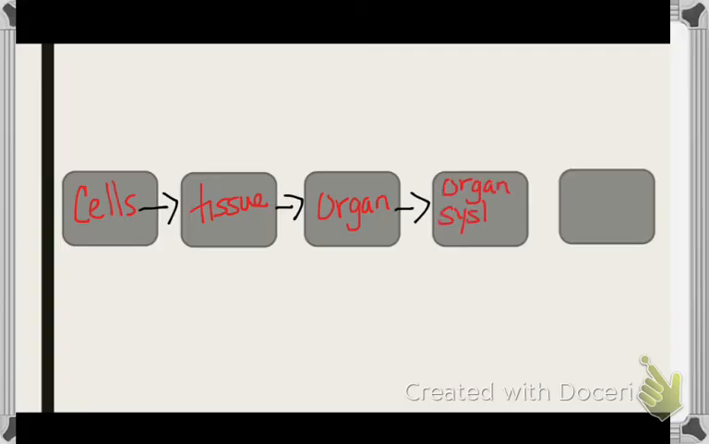Okay. On your paper, you also have this flow chart, and you're going to fill it in from simple to most complex. And then you're going to find an example. Well, let's fill it in first. Cells work together to make tissues. Tissues work together to make organs. Organs work together to make organ systems. And organ systems work together to make an organism.